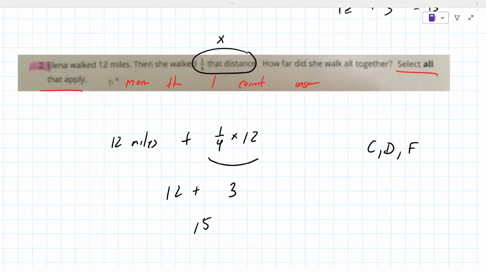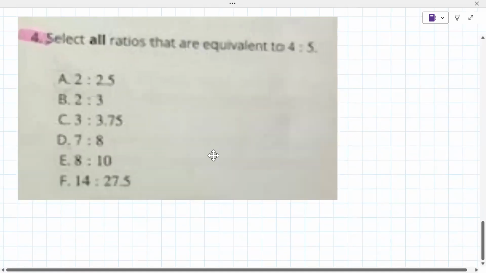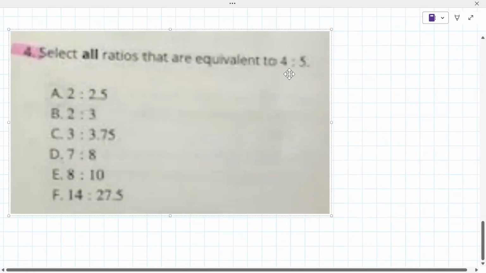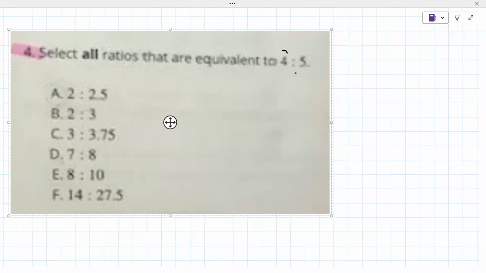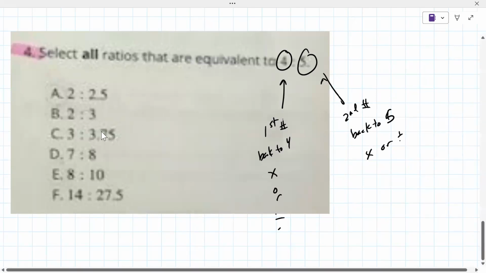4 is much like the one we just did, and then we'll come back to 3. All right, select all ratios that are equivalent to 4 to 5. What you're really doing is you're either trying to get the first number back to 4, and you do this by either multiplying or dividing, or you're trying to get the second number back to 5 by again multiplying or dividing.